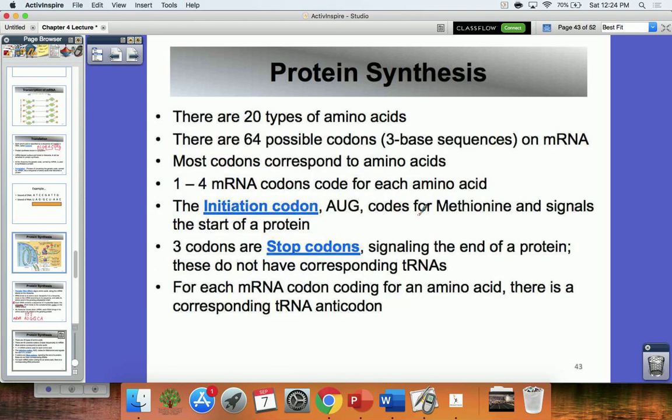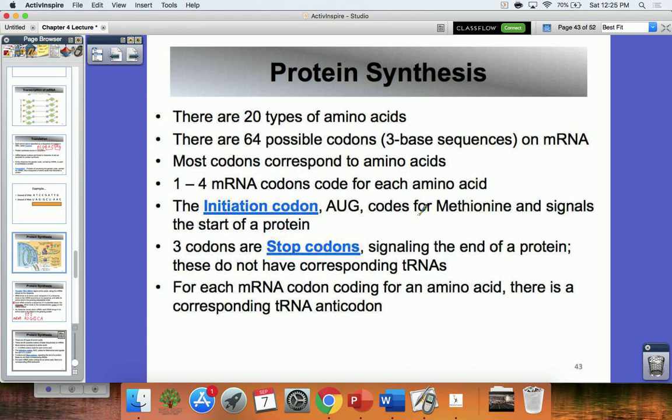And so for each codon, again, it codes for an amino acid. There are 20 types of amino acids. We have several types of codons. There are more codons than there are amino acids, which means that there are multiple codons that can code for the same amino acid. Could be just one codon, or it could be up to 4 codons that code for a single amino acid.